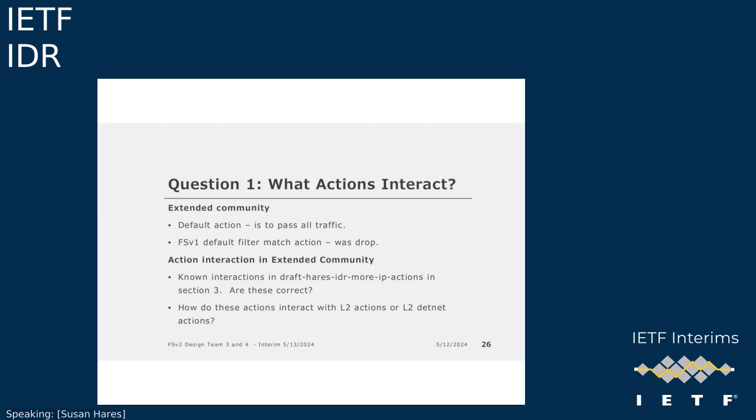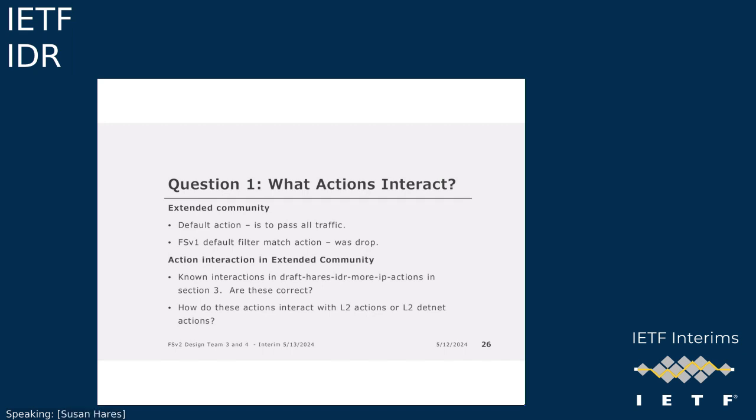Some of what Jeff and I are trying to bring up are these basic questions. What happens when actions interact in the extended communities? The default is to pass all the traffic. The default filter match was to drop, but we have known interactions between communities. We can work beyond it, as Jeff was just describing, using user set actions, but this complexity is challenging and has some of its other things.